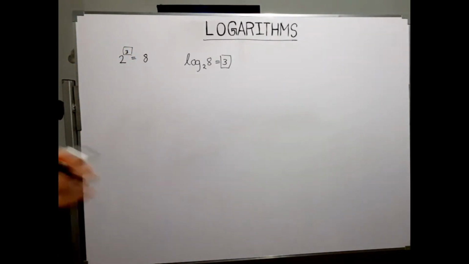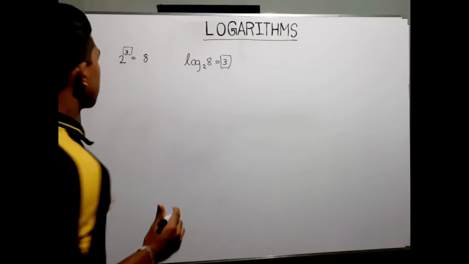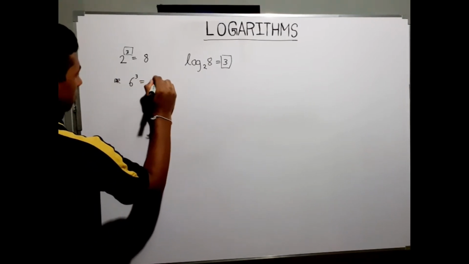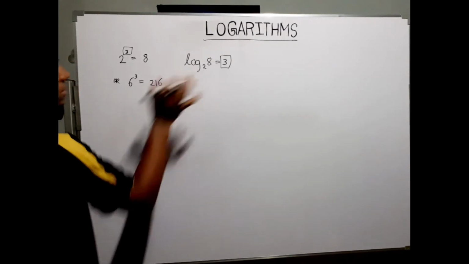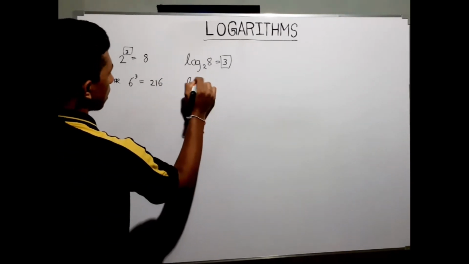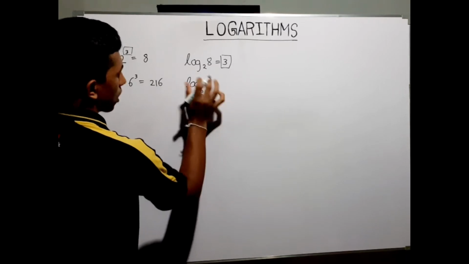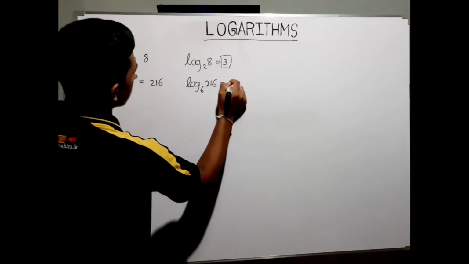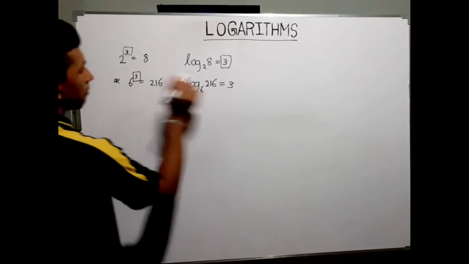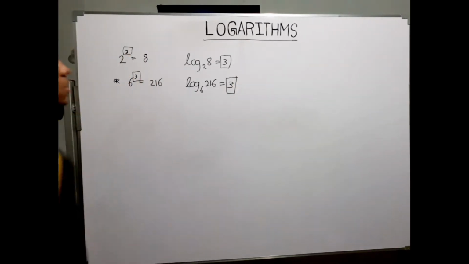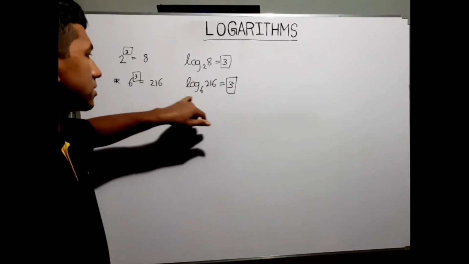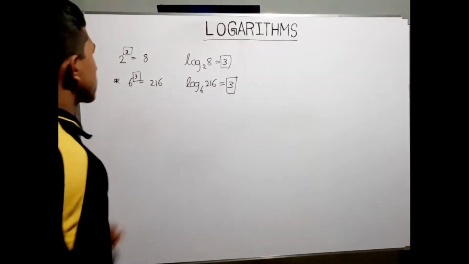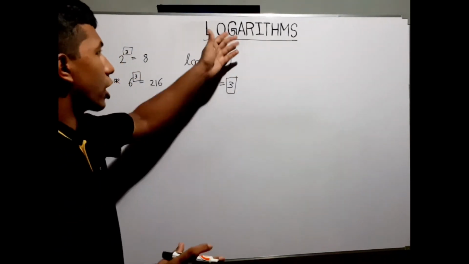Now we'll look into a few examples of log. First one, 6 to the power 3 is equal to 216. If we write this in log format, it's going to be the log value of 216 to the base 6, which is equal to 3. So this 3, the power, is the answer here. In the calculator you might notice this log function is there, and you can try this out. So this is the basic picture of logarithms.